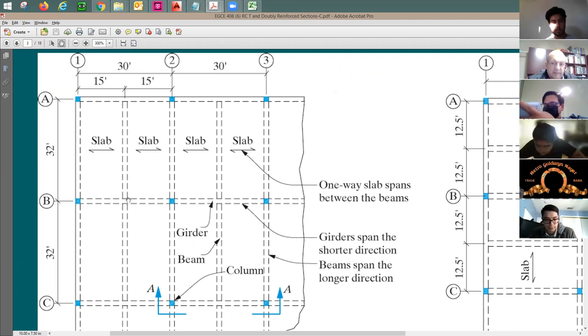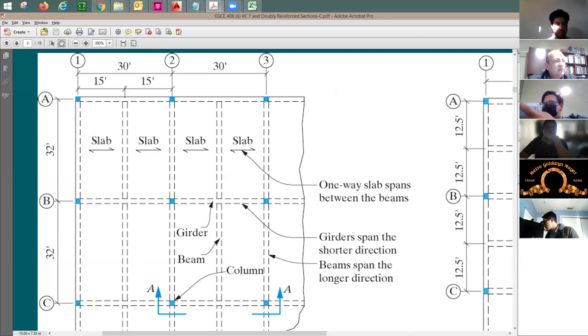Going back to our discussion about one-way slab and two-way slab, in a case like this, when you take 32 divided by 15, the aspect ratio, this is going to be more than 2. Therefore, this is going to act as a one-way slab. And here it says one-way slab. Why? Because the length of the bay is more than twice the width of it, and the direction of the load is in this direction here.